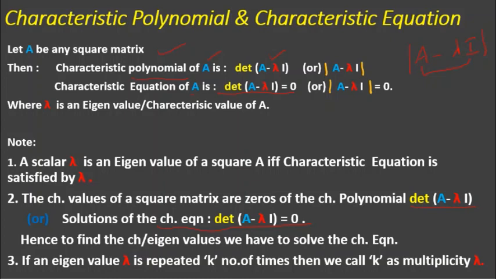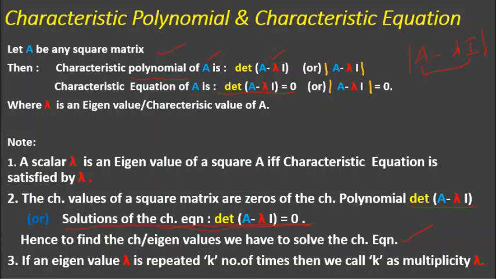It is the other way of expressing the characteristic polynomial. If you take a matrix A, then consider the characteristic polynomial det of A minus lambda I. Then the characteristic values of A are nothing but zeros of the polynomial, or they are the solutions of the characteristic equation det A minus lambda I is equal to 0. Hence, to find the characteristic or eigenvalues, we have to solve the characteristic equation. Earlier you were given some scalars and you were checking whether they are characteristic values or not. Now we are going to solve the characteristic equation and find the characteristic values or eigenvalues.